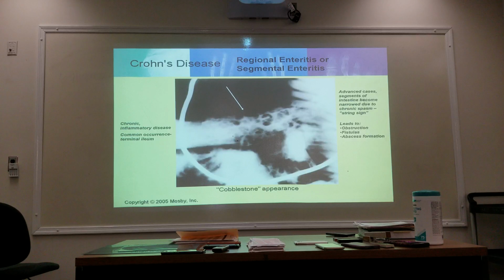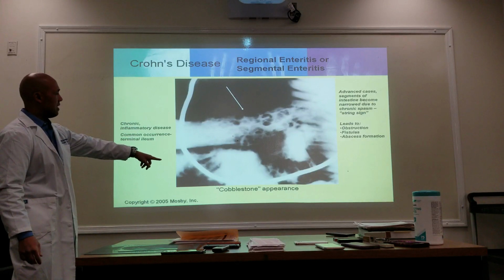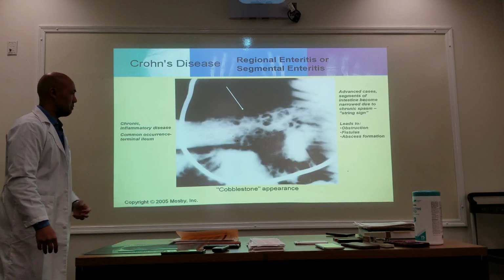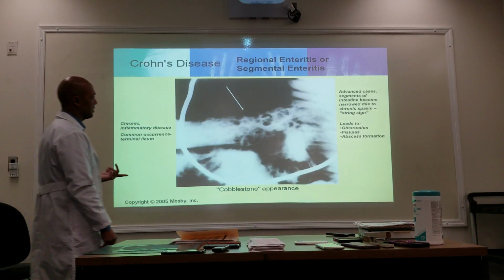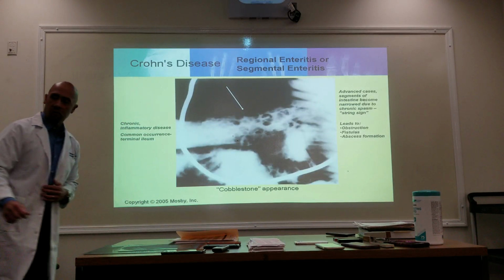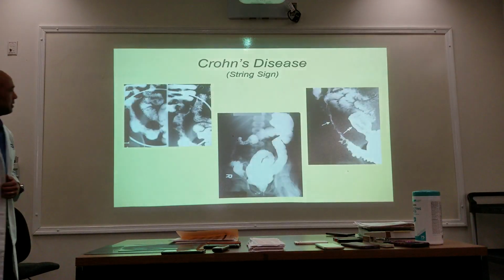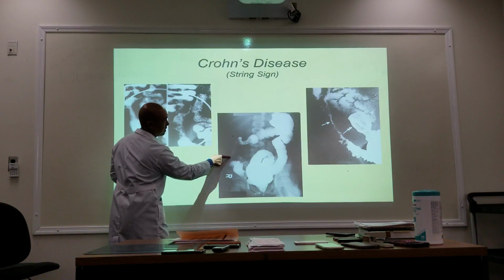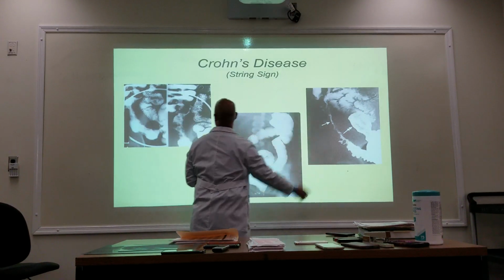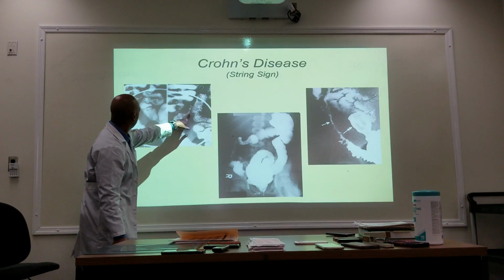In advanced cases, the segments of the intestine become narrow due to chronic spasm and it has that string sign. Here what we have up here is the cobblestone appearance. So they have two different types of appearances. One of them looks like cobblestone. The other one looks like this. They look like strings. So this is a string sign.